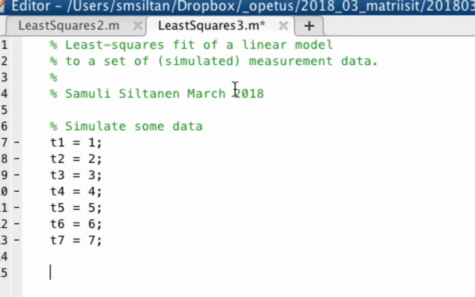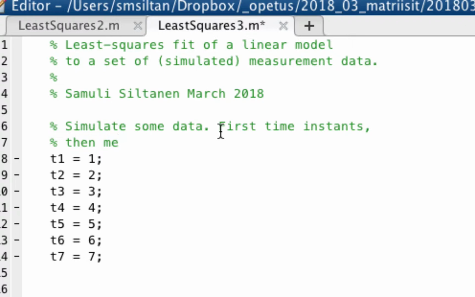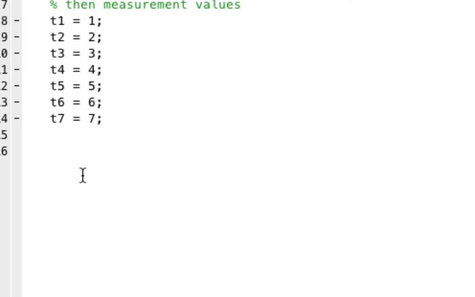And then the measurements. Let's think that we roughly have the measurement equals, let's say we roughly think that it should be like half of the time. So we would have a linear model that m would equal 0.5 times t plus 0. But I will just add some errors here by hand. Let's see what happens. So ideally we would have these values.